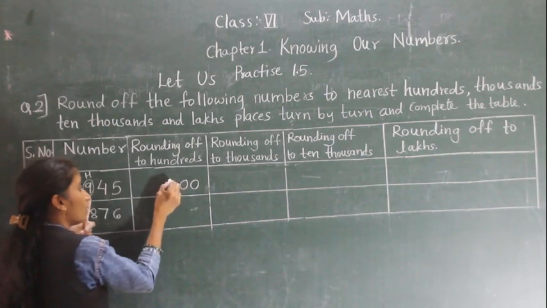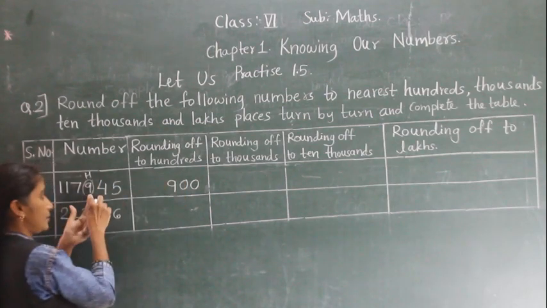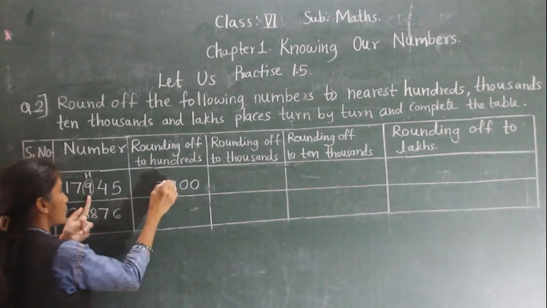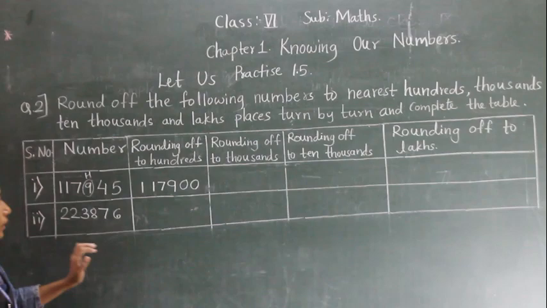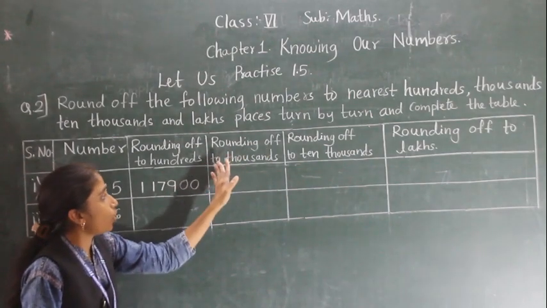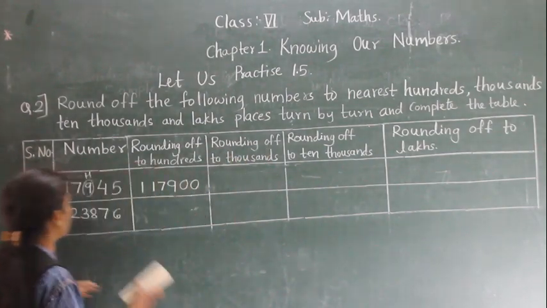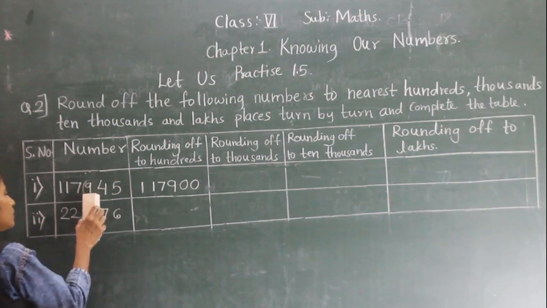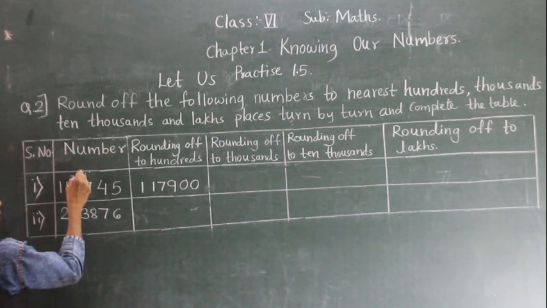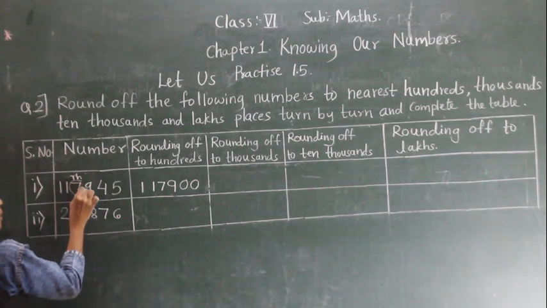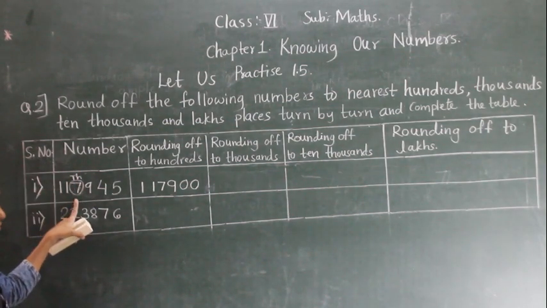The digit will not change, so it will be as it is. Yes, and the remaining digits are also the same. Okay, now next, rounding off to thousands. Hundreds place is over. Now which place? Thousands.